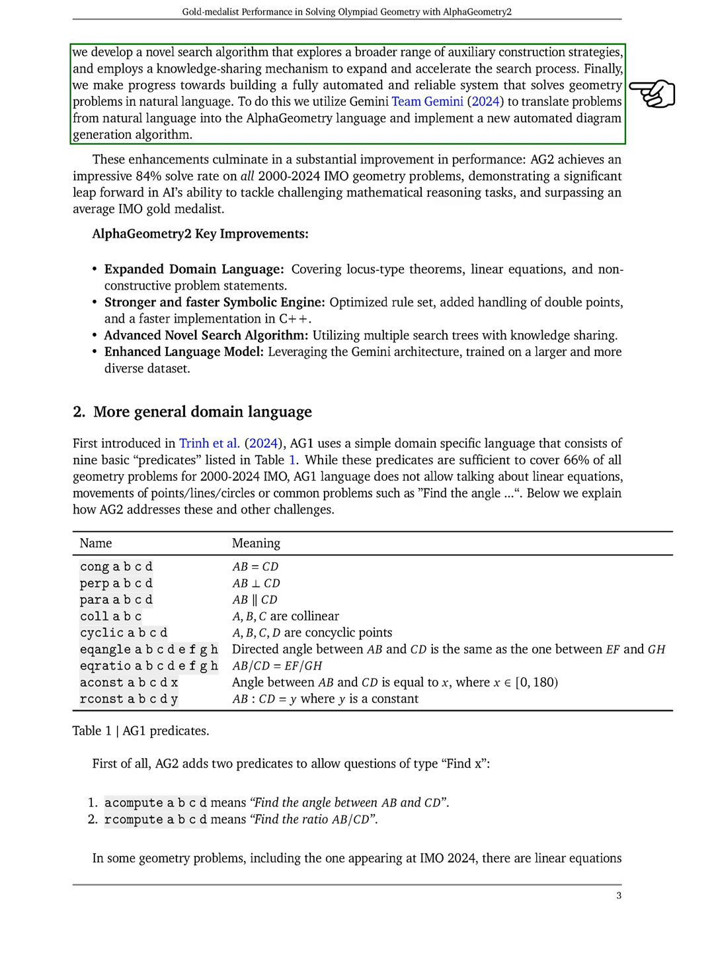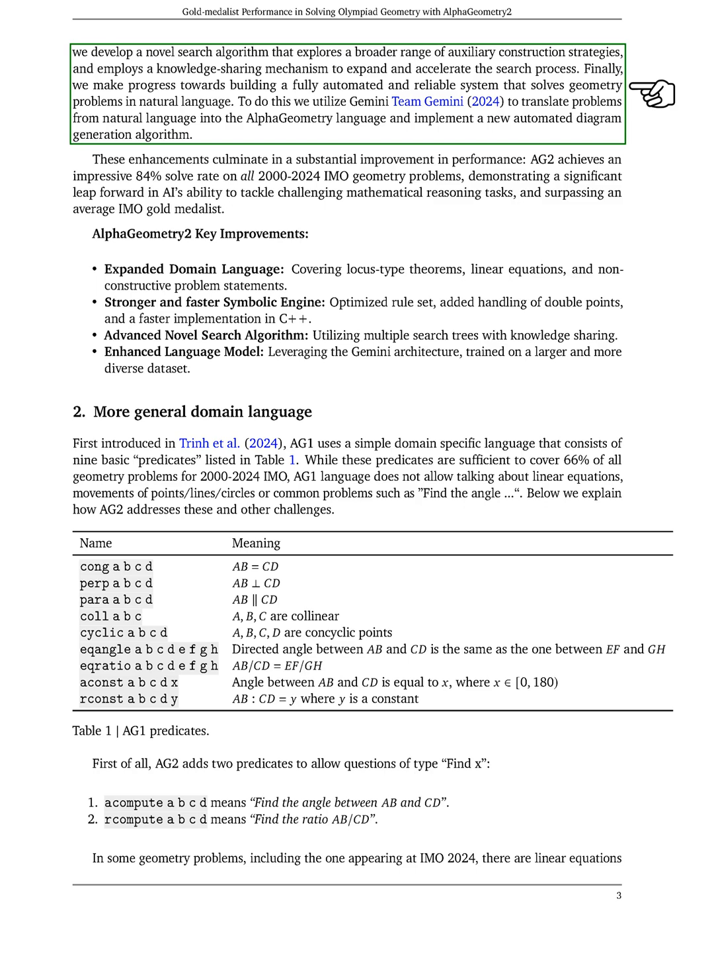We achieve this by using Gemini to translate problems from natural language into the AlphaGeometry language and implementing a new automated diagram generation algorithm. These improvements lead to a remarkable increase in performance, with AG2 achieving an 84% success rate on all IMO geometry problems from 2000 to 2024. Marking a significant advancement in AI's ability to tackle complex mathematical reasoning tasks, even surpassing the average IMO gold medalist.